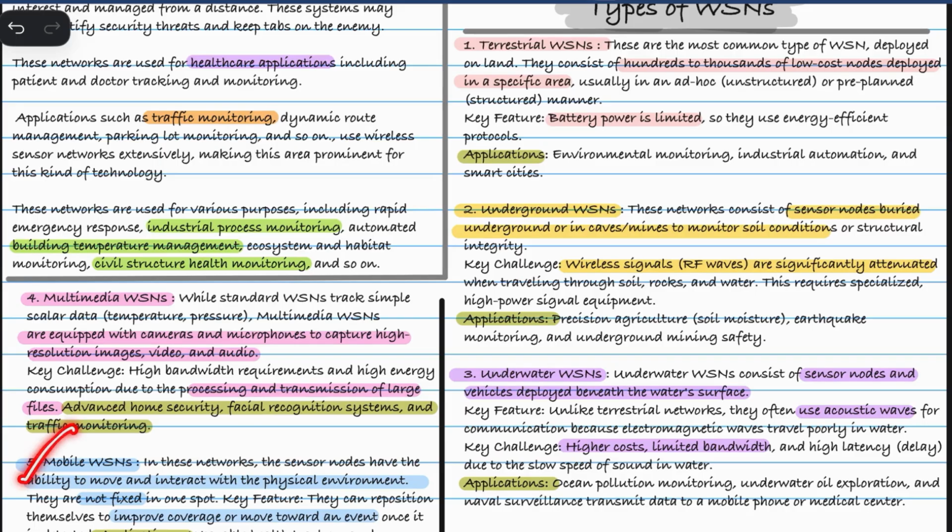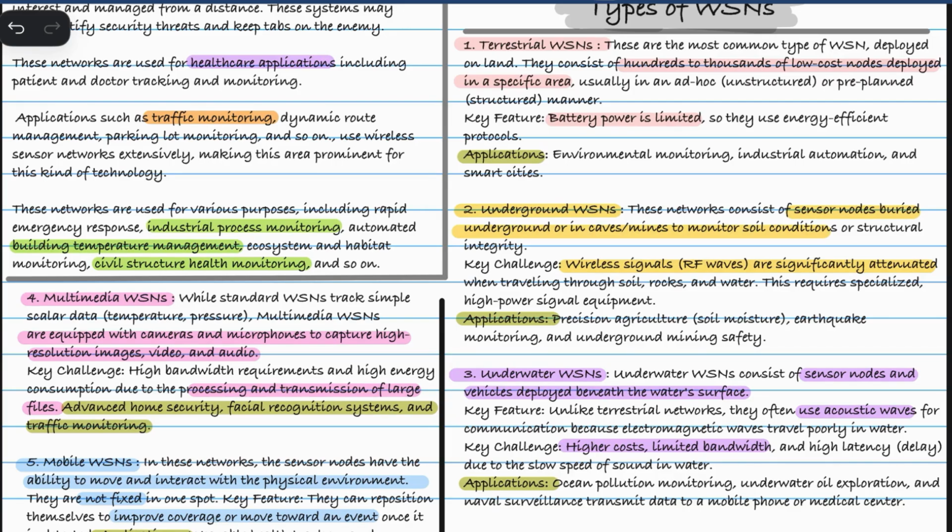And lastly, we have mobile WSN. So these sensors aren't static. Okay, they have wheels. So basically we are talking about our own phone. Okay, so they can physically move and adapt to changing situations.